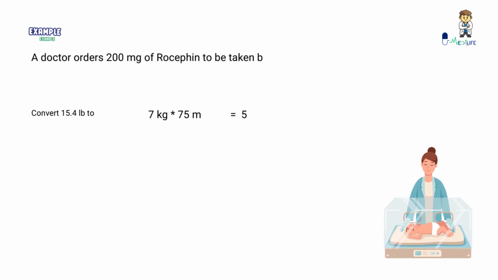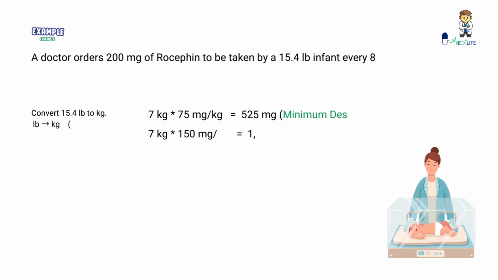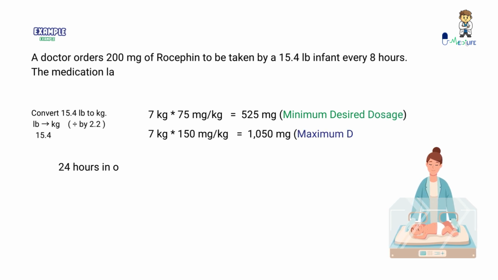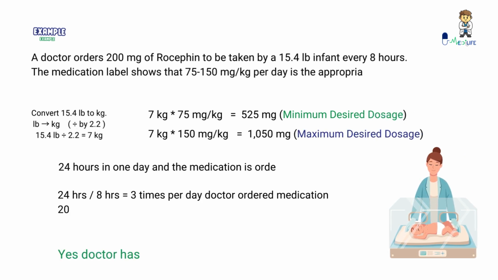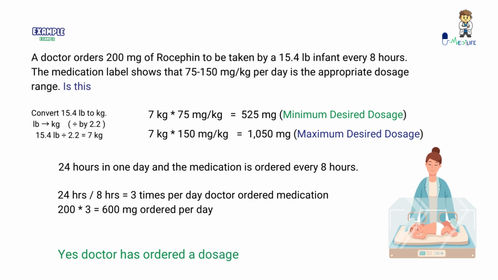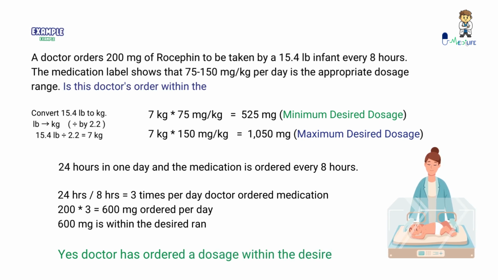A doctor orders 200 milligrams of Rosefin to be given to a 15.4 pounds infant every 8 hours. The medication label shows that 75 to 150 milligrams per kilogram per day is the appropriate dosage range. Is this doctor's order within the desired range?